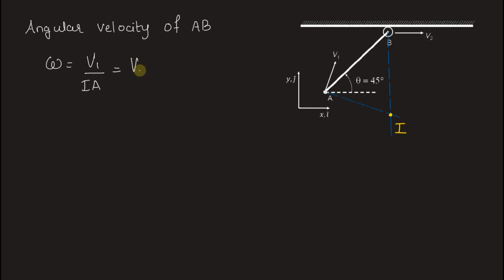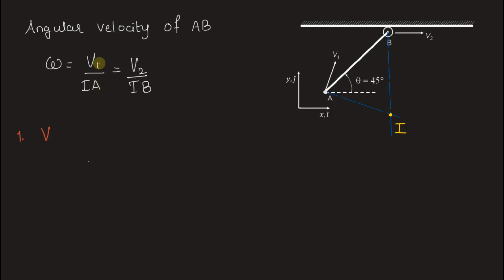Hence, we can equate it to the angular velocity calculated using point B. Point B has a velocity of v2 divided by the distance between the instantaneous center and B, which is IB. Now, to find v2, we will also need the magnitude of v1, which we do not have. And the other thing, we need distances IA and IB. We need to calculate IA and IB. Let's see how we can find it out.